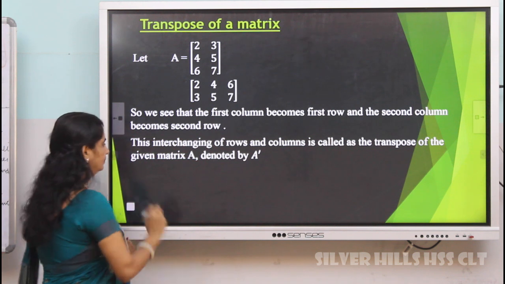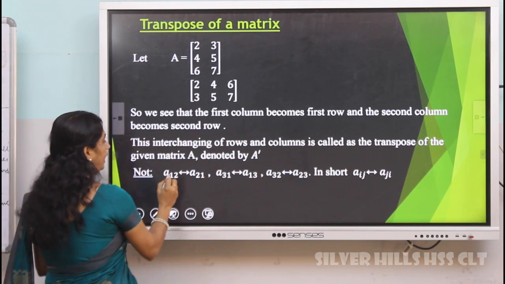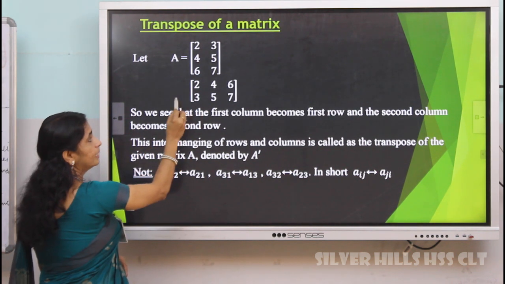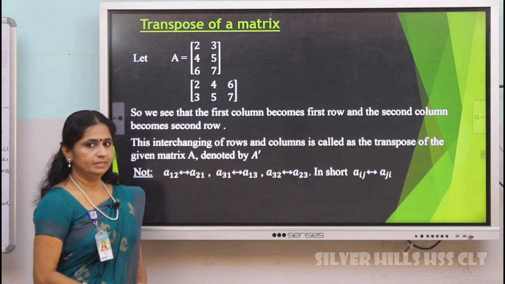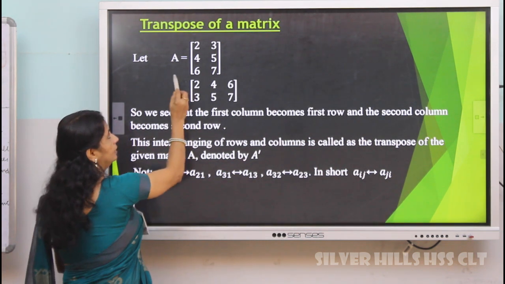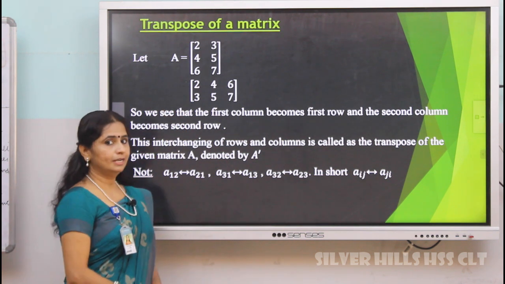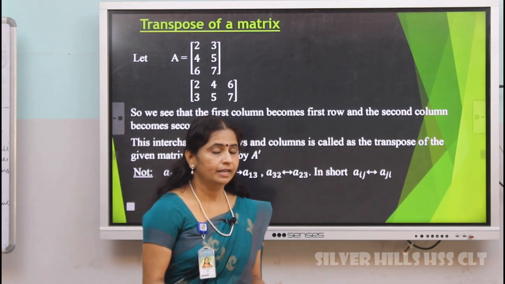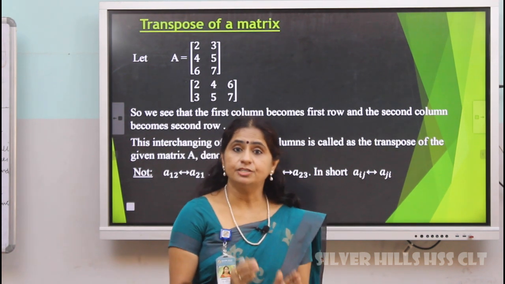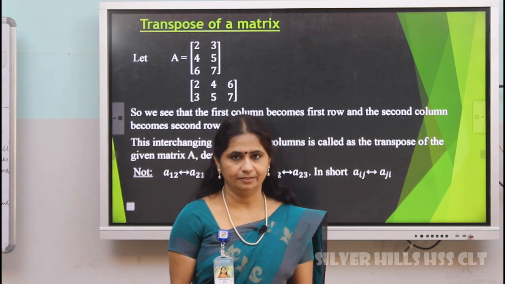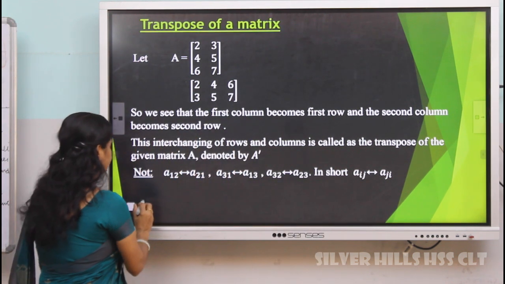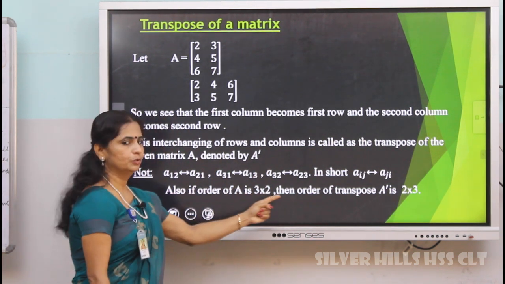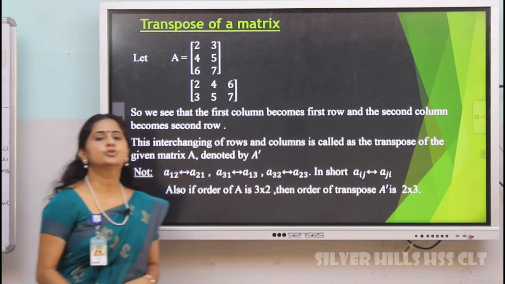Also note that the entry A1,2, the first row, second column 3, in this matrix comes in the position of A2,1. Similarly, the A3,1 element, third row, first column 6, comes in first row, third column. In short, in the transpose of the matrix, the entry Aij becomes Aji. Also note that if the matrix is of order 3 by 2, then the order of the transpose is 2 by 3.